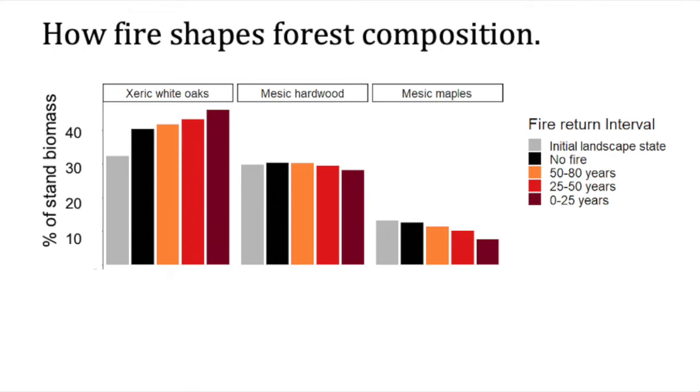And so here, just comparing xeric white oak species, you get an increase as you have lower fire return intervals, and that does include prescribed fire. And then the opposite is true for your mesic maples. But what's interesting is you almost stay the same with these hardwoods that are in between, right, on how sensitive they are to fire.